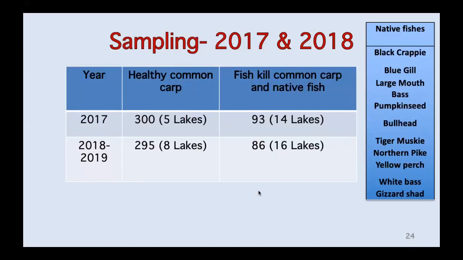So we sampled a lot of healthy common carp, like 600 fish. We sampled fish kills from 30 lakes. This is just a list of different native species that we were able to sample too. And the cool thing about this is that even though we're looking for this pathogen biocontrol agent, we're also able to use this study to learn more about fish kills in Minnesota and to increase the capacity of the DNR and our lab to investigate those, which could be useful for conservation of those species as well.